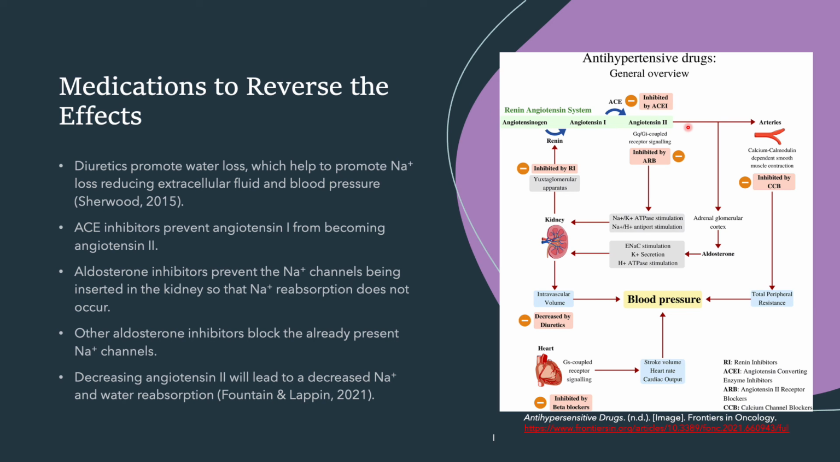The aldosterone inhibitors will prevent sodium channels being inserted in the kidney so that sodium reabsorption does not occur. And other aldosterone inhibitors block the already present sodium channels. Decreasing angiotensin 2 will lead to decreased sodium and water reabsorption. So at the end of it all, blood volume decreases and the reduced pressure on the arterioles reduces blood pressure.